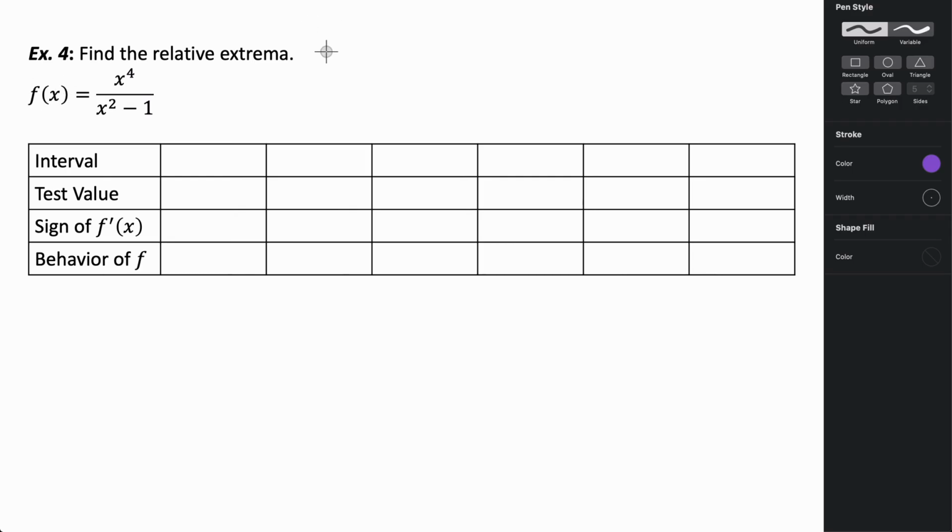So find the derivative. So f prime of x equals, this is a quotient rule situation. So let's go ahead and set up our quotient. So it's the denominator, x squared minus 1, times the derivative of the numerator, minus the numerator, times the derivative of the denominator, all divided by the denominator squared.